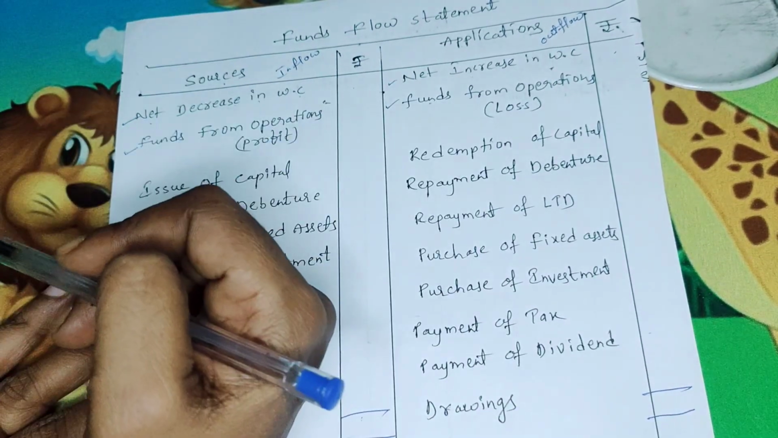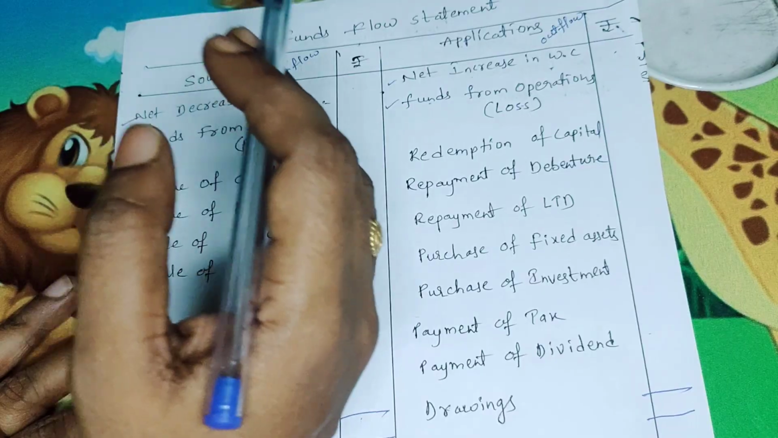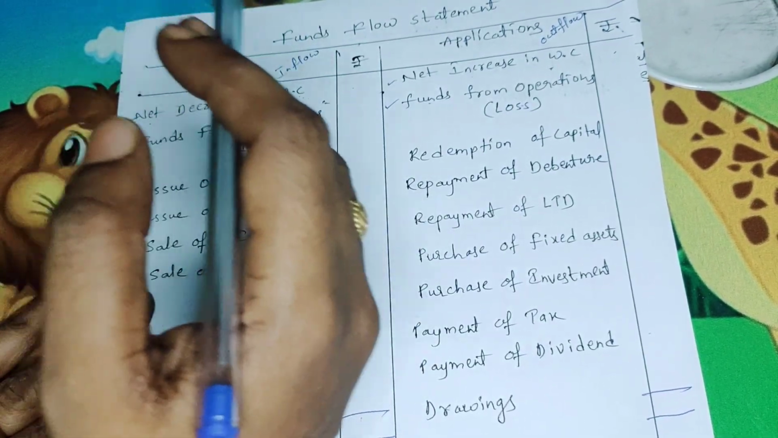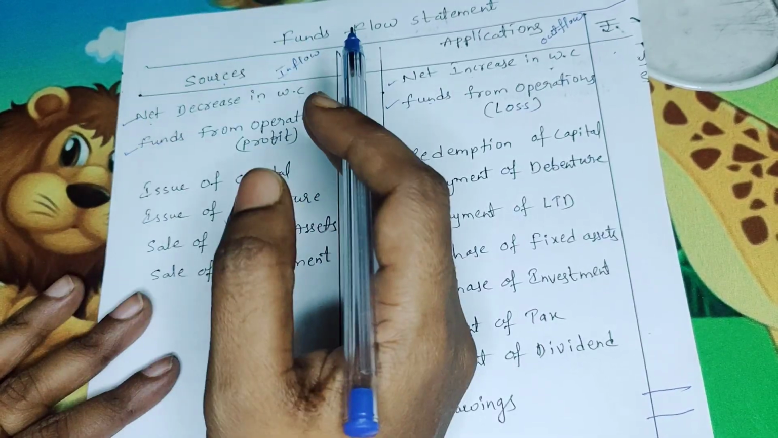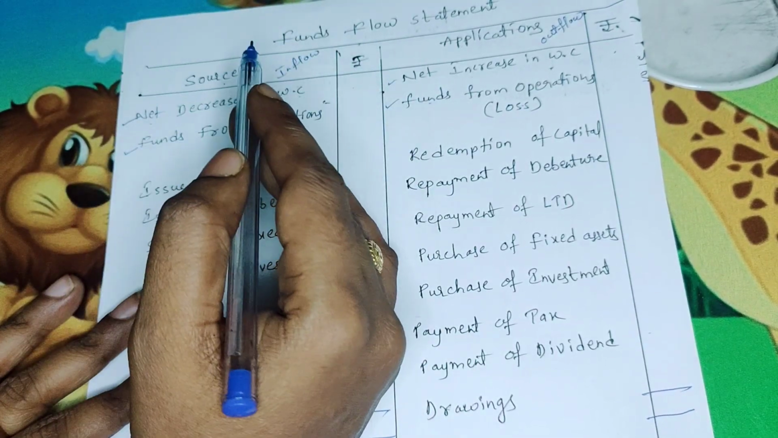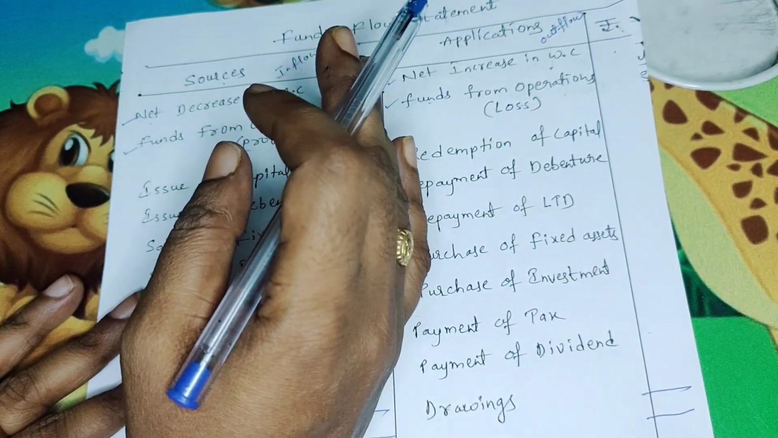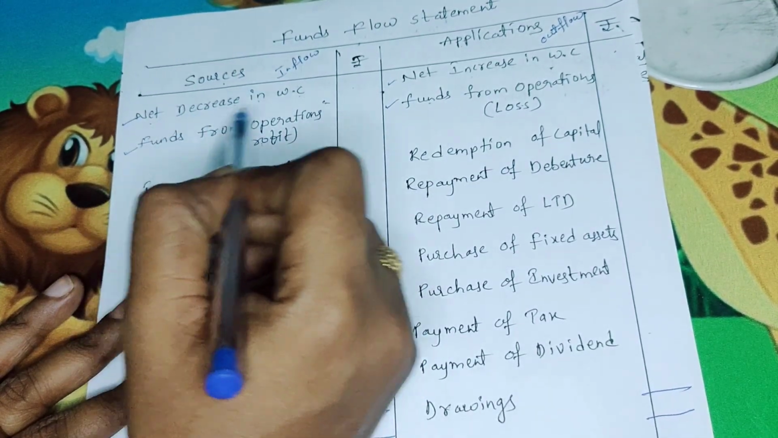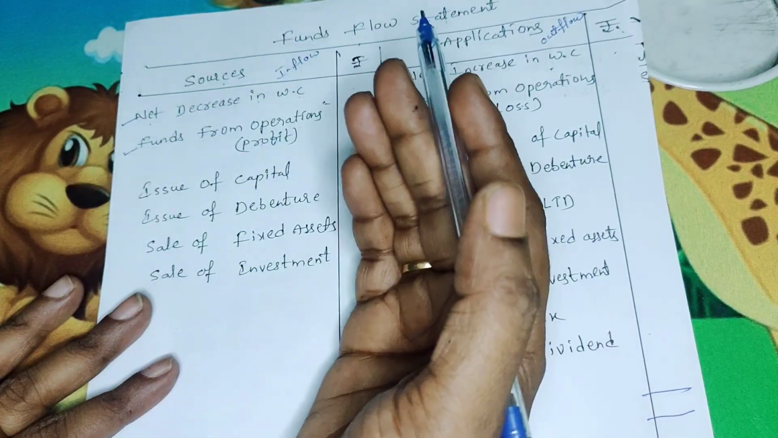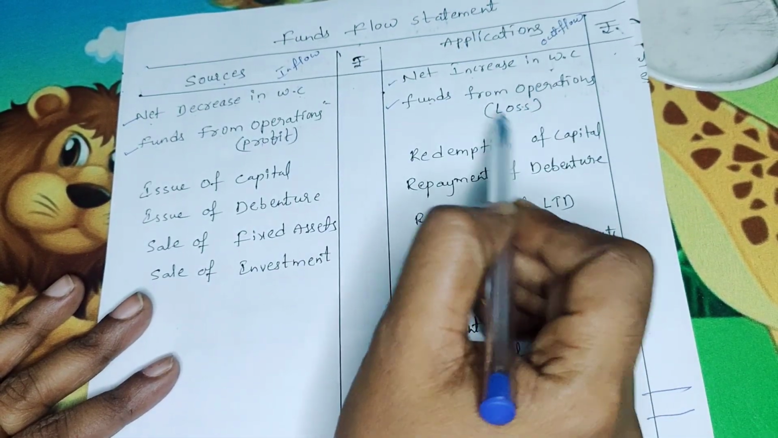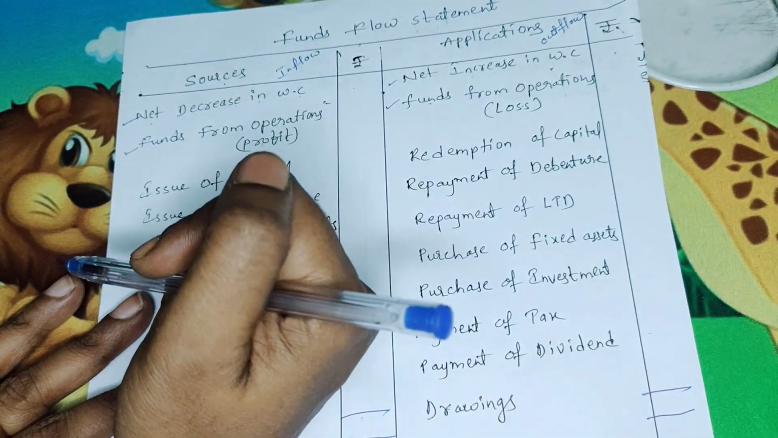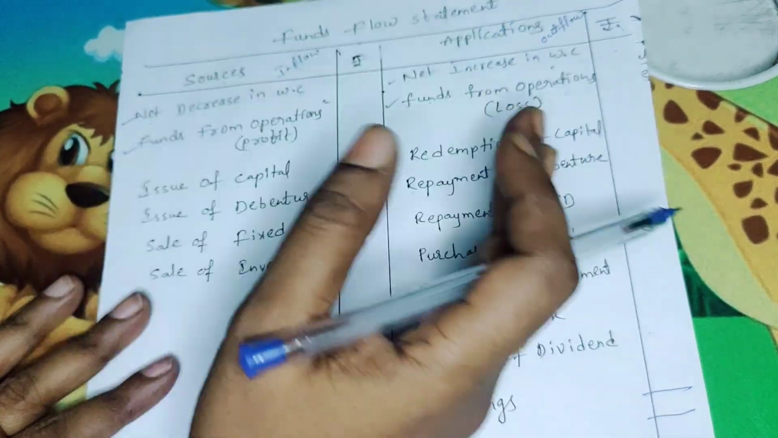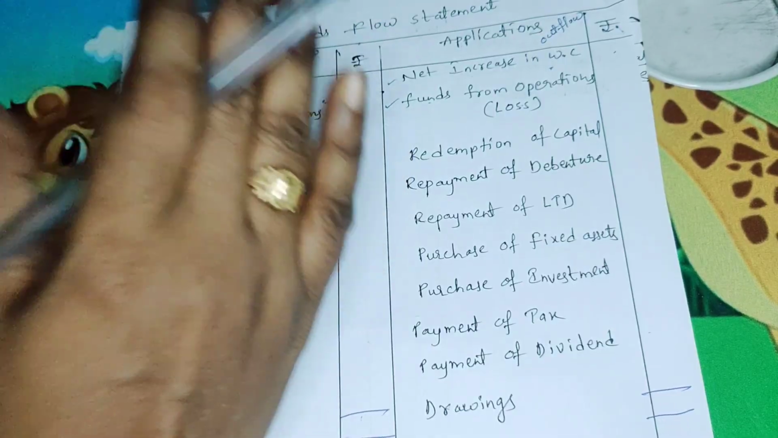And the second statement, what is the second statement? Funds from operations or adjusted profit and loss account. In that you will get profit or loss on funds from operations. So if it is profit, where we should write? In the sources, profit on funds from operations. If it is loss, that will be application, loss on funds from operations. Okay, after writing both answers, you need to check the question, that is the balance sheet.